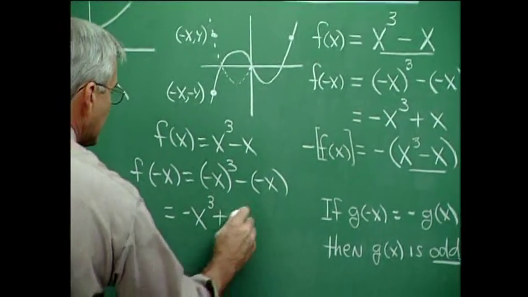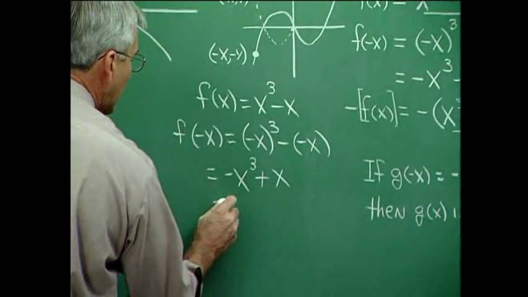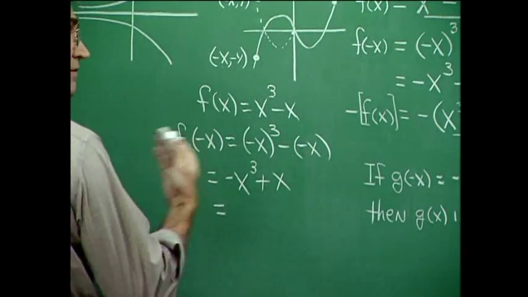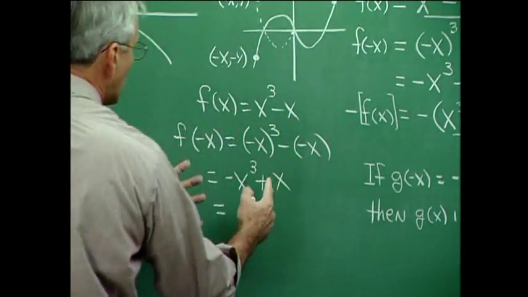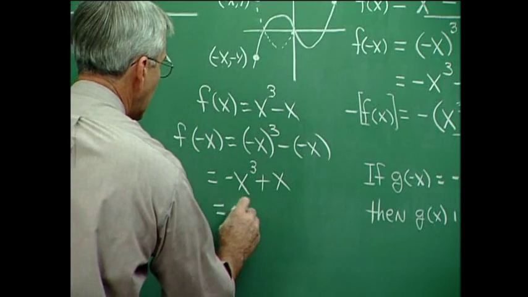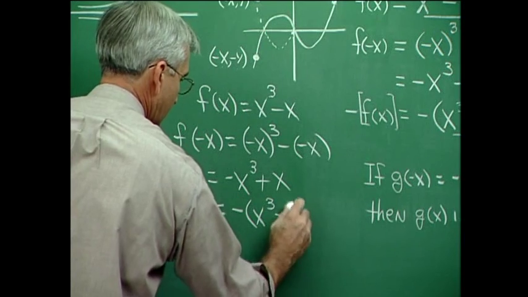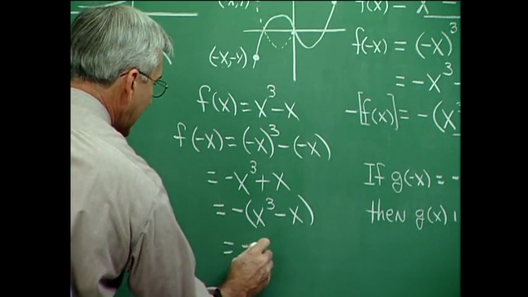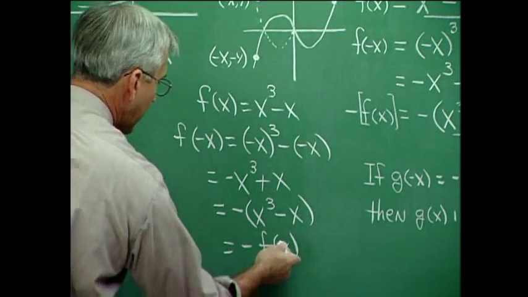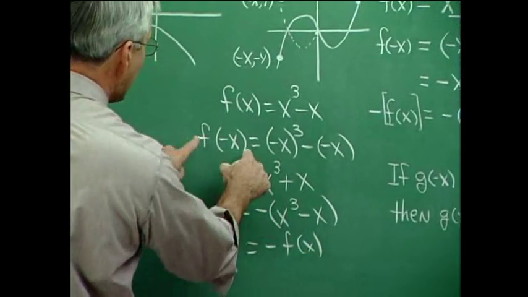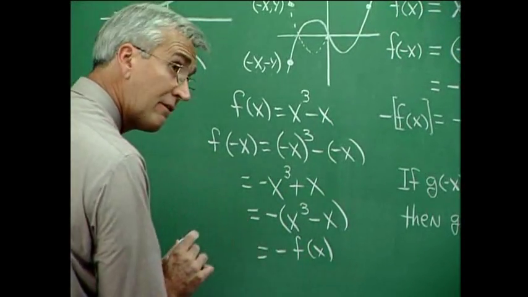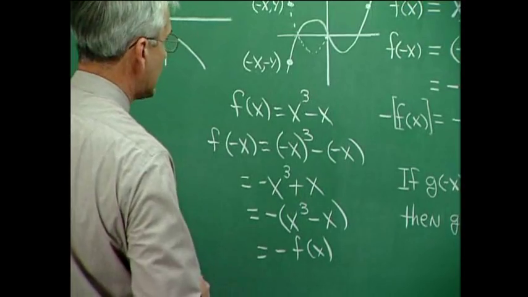Negative x cubed plus x. And now I'm trying to create a situation where I have the negative of f of x, the negative of this. So I'll force that factorization here, and I get, and this then is the negative of f of x, and therefore I determine then, because f of negative x is equal to the negative of f of x, that f of x is odd.